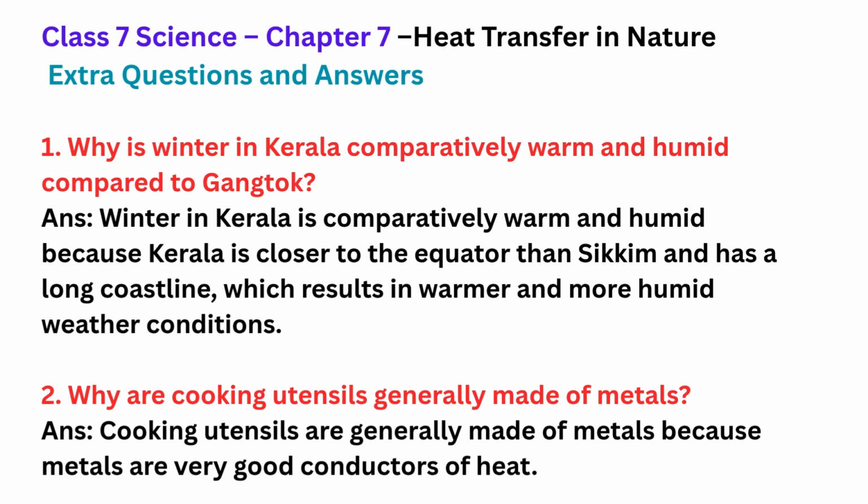Question number 1. Why is winter in Kerala comparatively warm and humid compared to Gangtok? Answer. Winter in Kerala is comparatively warm and humid because Kerala is closer to the equator than Sikkim and has a long coastline, which results in warmer and more humid weather conditions. Next, question number 2. Why are cooking utensils generally made of metals? Answer. Cooking utensils are generally made of metals because metals are very good conductors of heat.